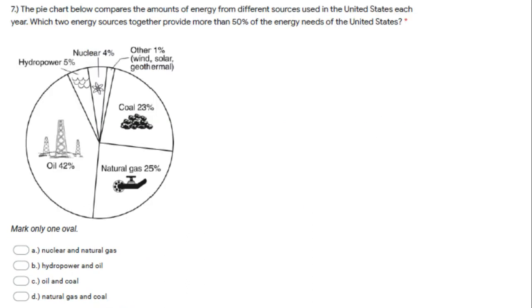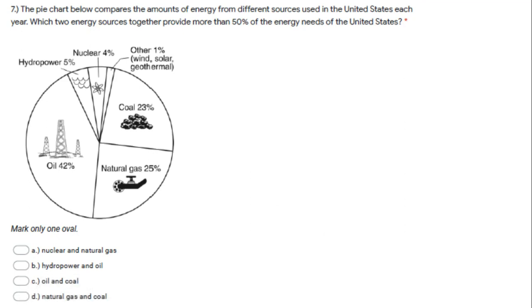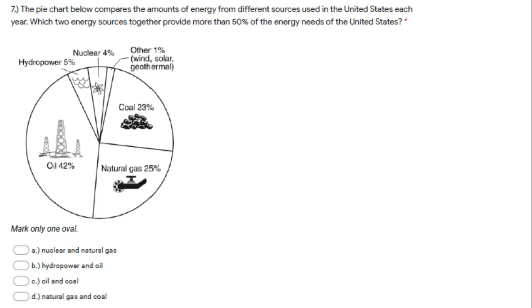Right, question seven. The pie chart below compares the amounts of different energy from different sources used in the United States each year. Which two energy sources together provide more than 50% of the energy needs of the United States? So this is just a graph question. They want to know which two pieces of this pie chart are going to add up to more than 50% out of the choices that we have down below.